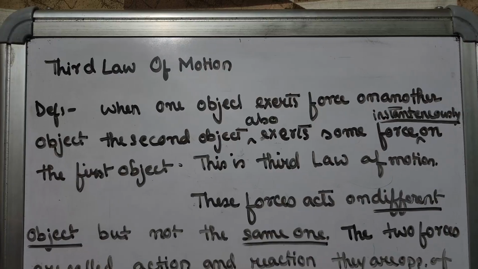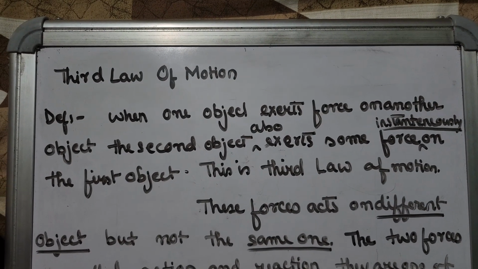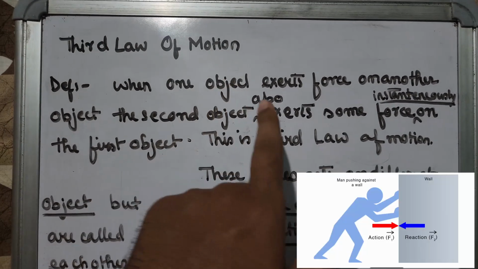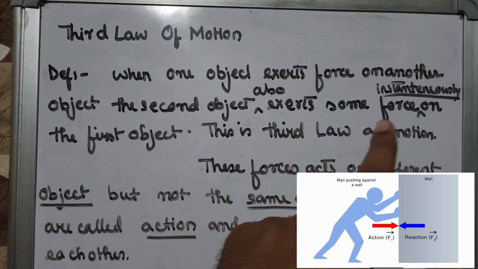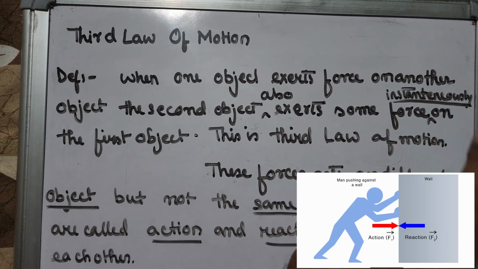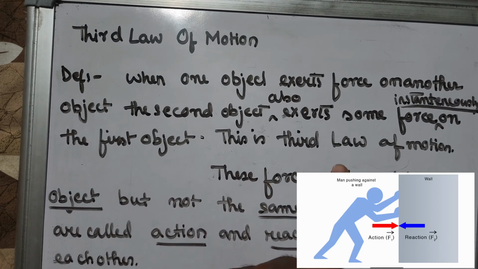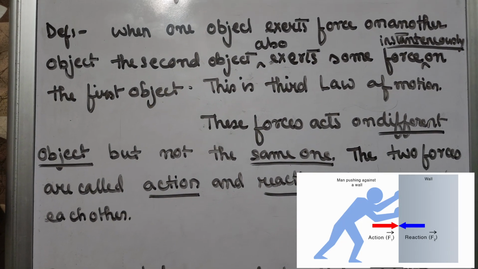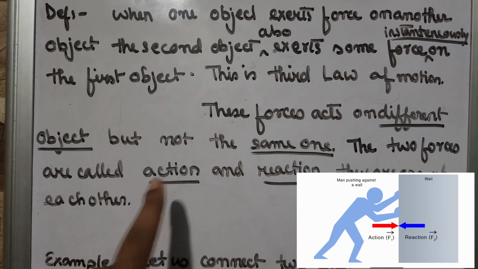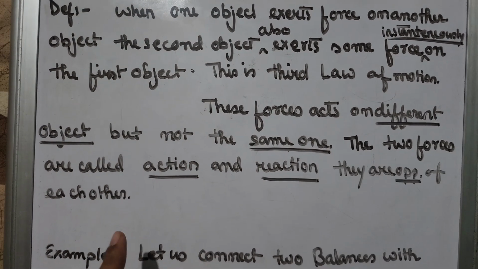Okay, now we are going to study the third law of motion. Definition: when one object exerts force on another object, the second object also exerts some force instantaneously on the first object. This is the third law of motion. This force acts on different objects, not the same one. The two forces are called action and reaction, and they are opposite to each other.